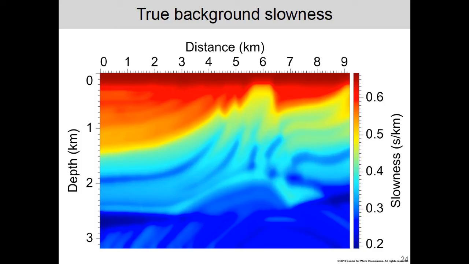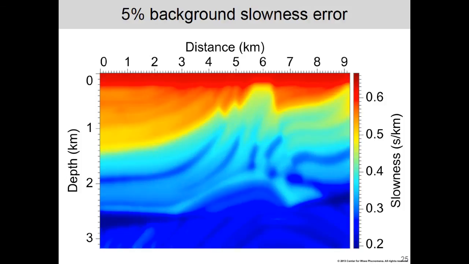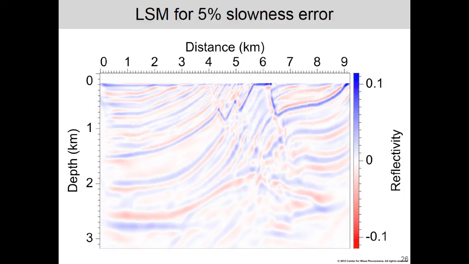So the question we asked before is what happens if we have an error in the background slowness model. So to test this, I scale the true background slowness by 95%. So I introduce a 5% error in the background slowness. And then I do least squares migration using this incorrect background slowness model. And this is the image that I obtain.